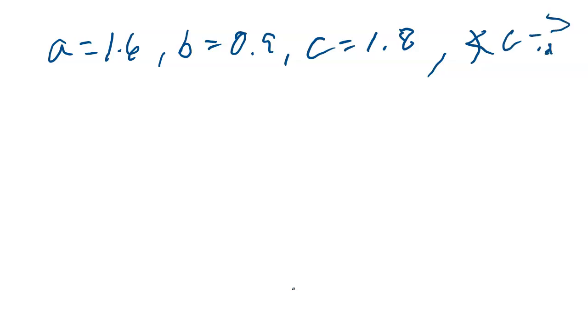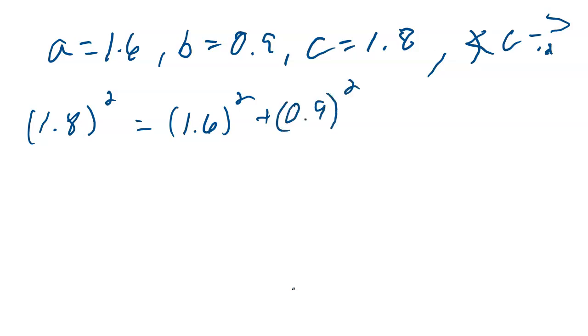So we're going to say C squared, 1.8 squared, is equal to 1.6 squared plus 0.9 squared. I guess I know that one. I think that'll be 2.56. Minus 2 times 0.9 times 1.8. Don't know why I didn't write a formula once again.